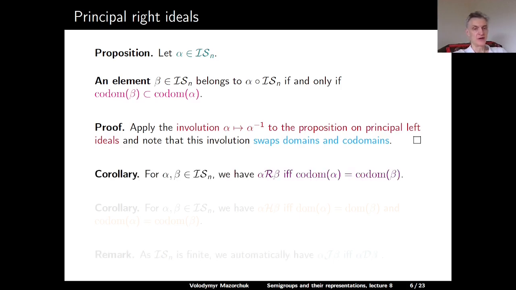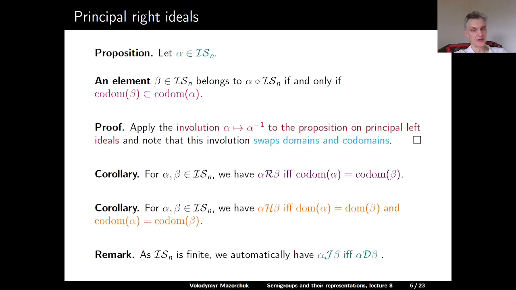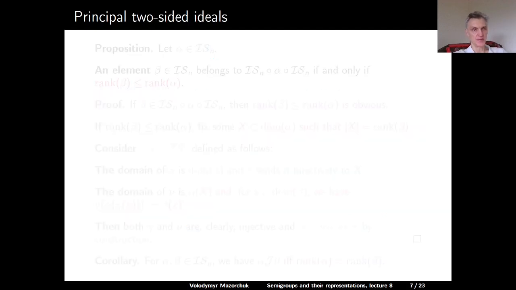Corollary: for alpha and beta in the symmetric inverse semigroup, we have that alpha is right equivalent to beta if and only if alpha and beta have the same codomain. Corollary: alpha is H equivalent to beta if and only if alpha and beta have both the same domain and the same codomain. Remark: since ISN is a finite semigroup, we automatically have that the Green's relations J and D for ISN coincide, and we will shortly describe the relation J.